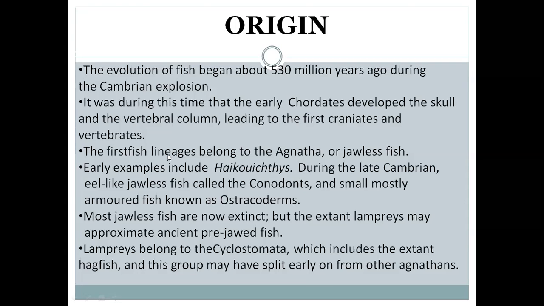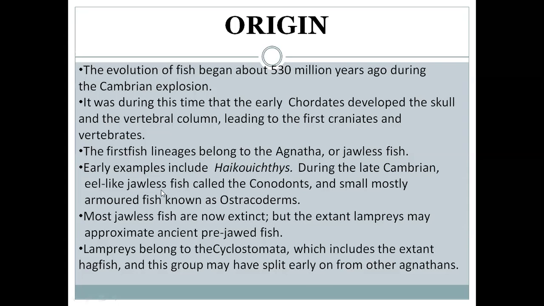And the first fish lineages belong to Agnatha. So the first of the fishes, or the first of the vertebrates that originated, are Agnathans, or jawless fish. Some early examples: scientists believe that early vertebrates include Haikouichthys. So this is Haikouichthys. You have to remember this name. This is a very important name. This is a species of early vertebrate, according to the scientists' opinion.